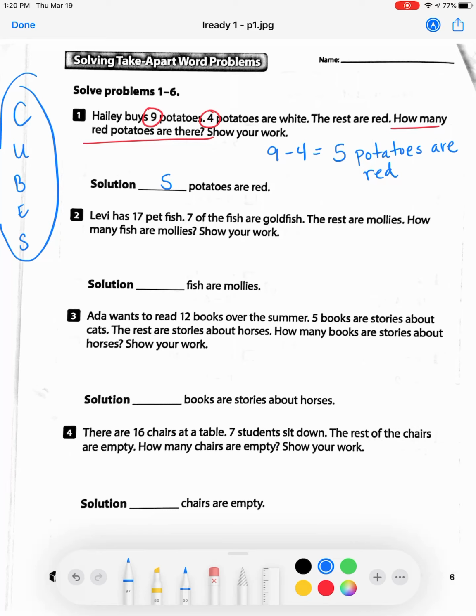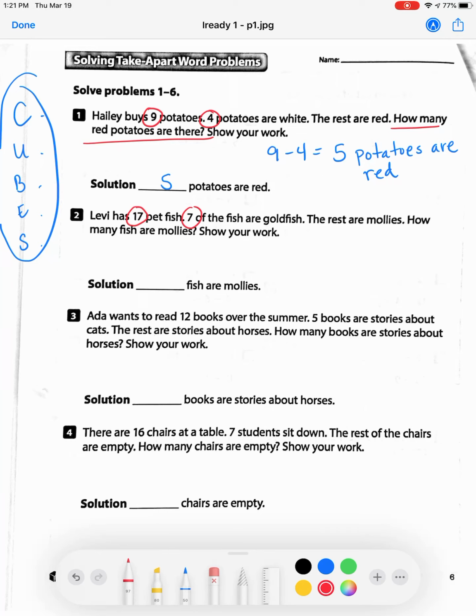I think it helps again. Again, it stands for circle, underline, box, evaluate, and solve. And keep doing these. So again, Levi has 17 pet fish, circle. 7 of the fish are goldfish. The rest are mollies. How many fish are mollies?